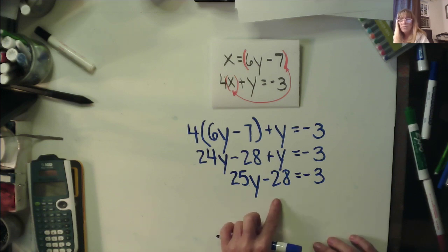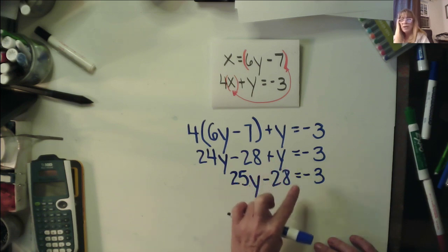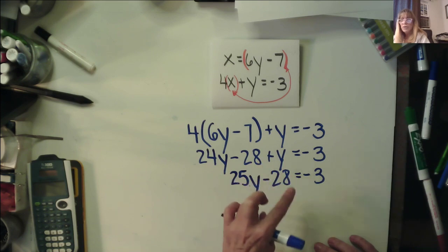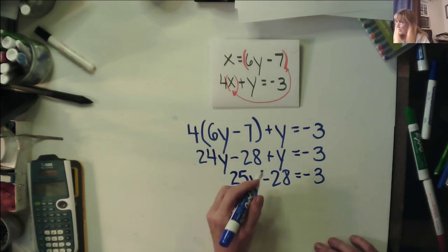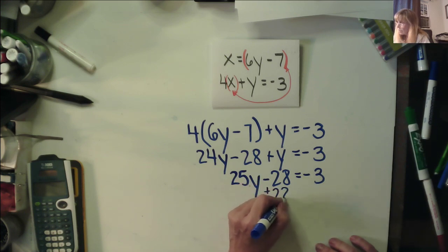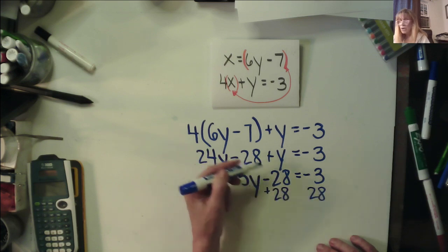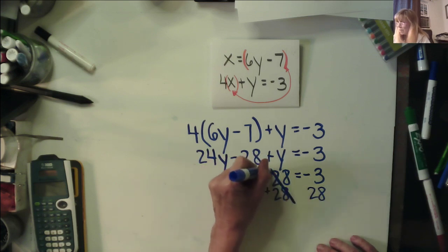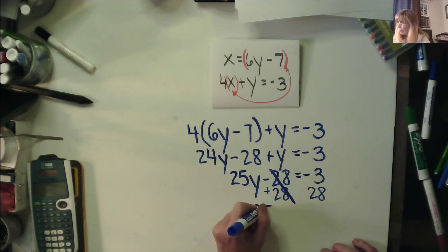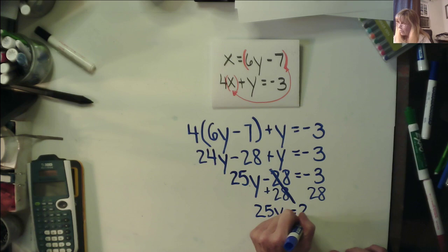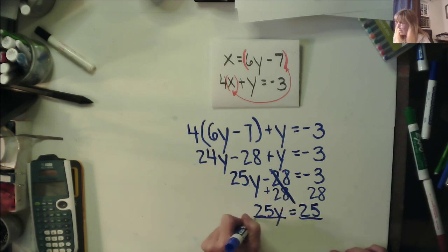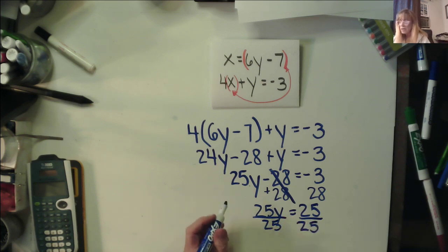So what do we remove first? We remove the integer or number that's furthest away from the y, the one that's indirectly connected. So we're going to add 28. We're going to add the opposite. We're going to do the opposite process. 25y equals, well, 28 minus 3 is 25. And if you divide by 25 on both sides, you get, let's see, I'll put it over here, y equals 1.